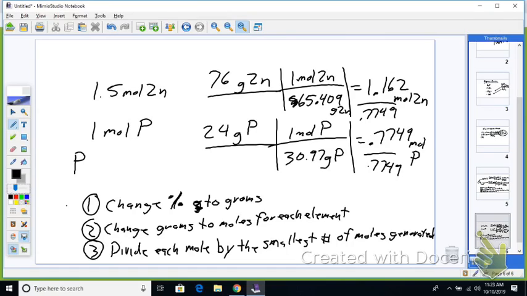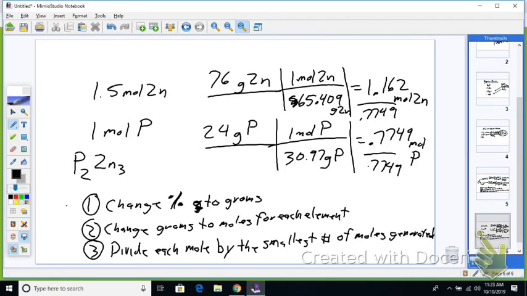So 1.5 to 1, what kind of whole number is bigger than a whole number? It'd be the same ratio, but higher. Yeah, 2 phosphorus, 3 zinc. Okay, so I'm going to give you a step 4, if you can't make that connection.